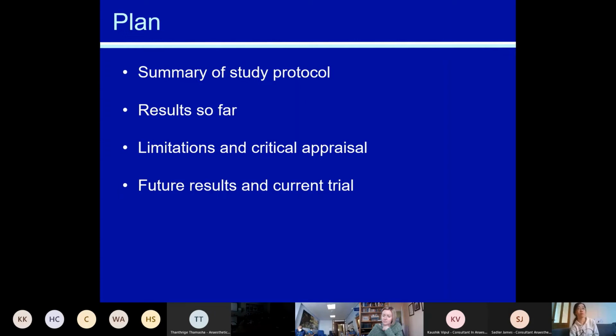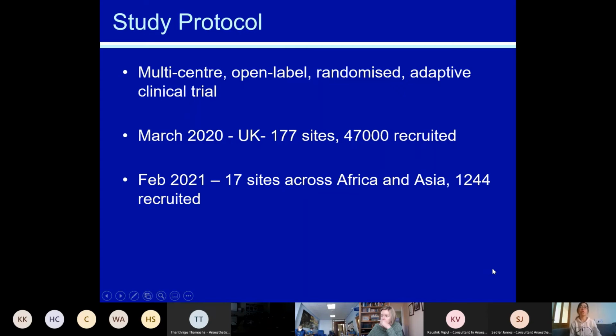I'm going to try and talk about some limitations and critically appraise the evidence that it's given us as part of my own ongoing learning of how best to appraise any evidence that is presented to me. And then I'll go over what future results we're waiting for and what is actually still going on with the recovery trial. So first of all, the study protocol.